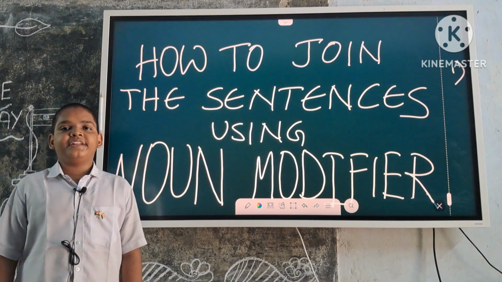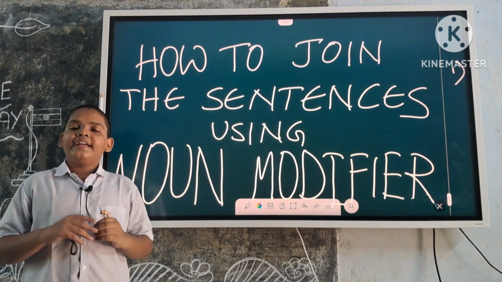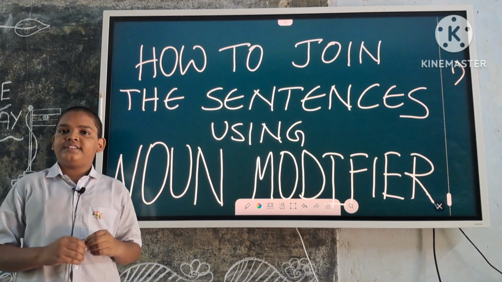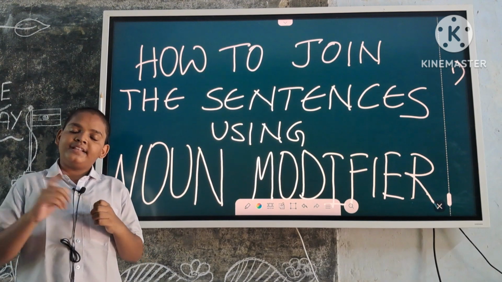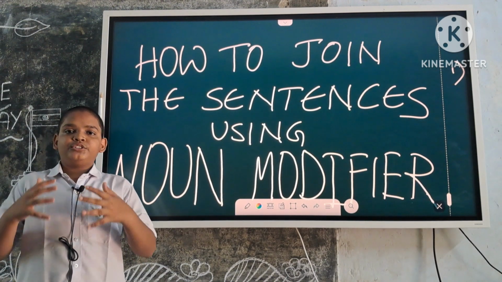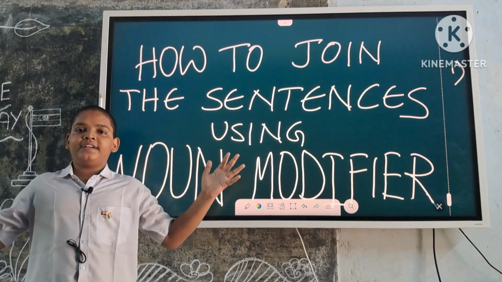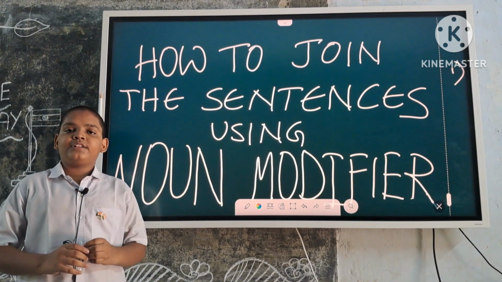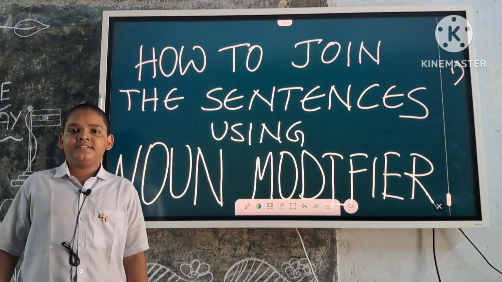Today our topic is how to join the sentences using noun modifier. It's very easy. First, identify the noun phrase in the first sentence. Then, identify the related noun modifiers in the second sentence. Now, join this noun phrase with this noun modifier. We get a new bigger noun phrase. Now, replace the previous noun phrase with the newly formed noun phrase, and we get the answer.